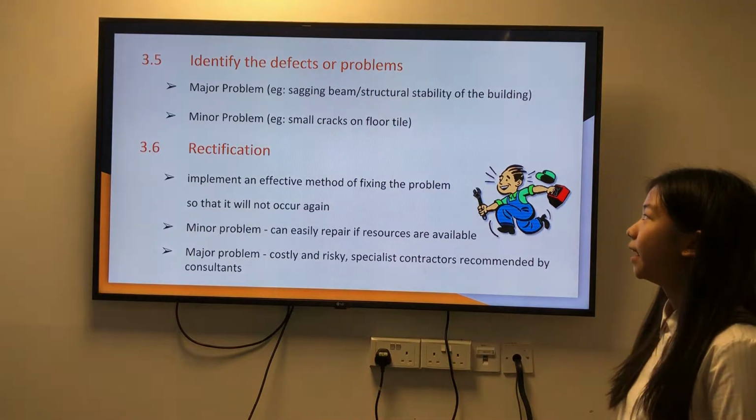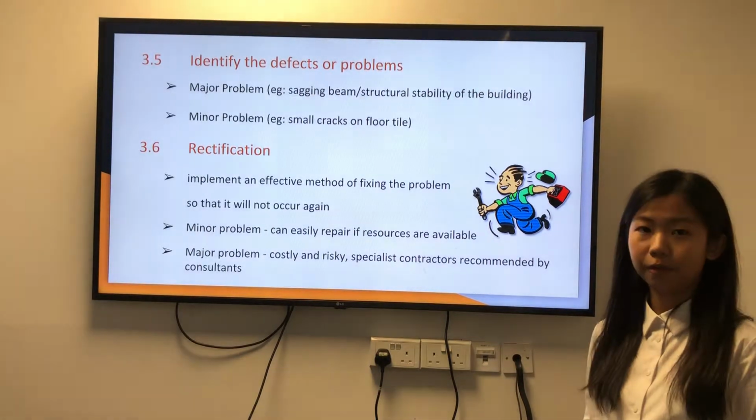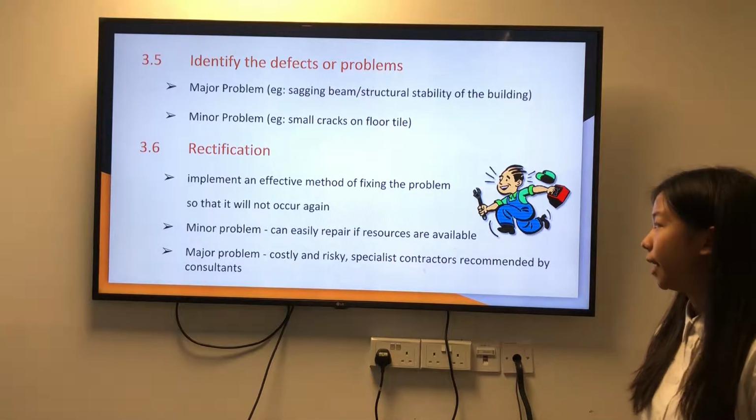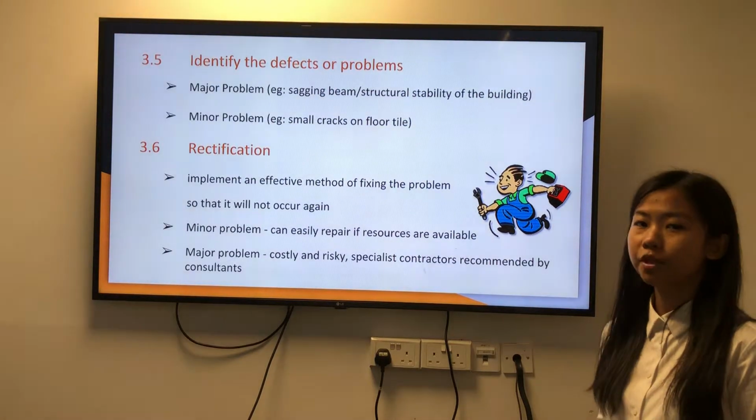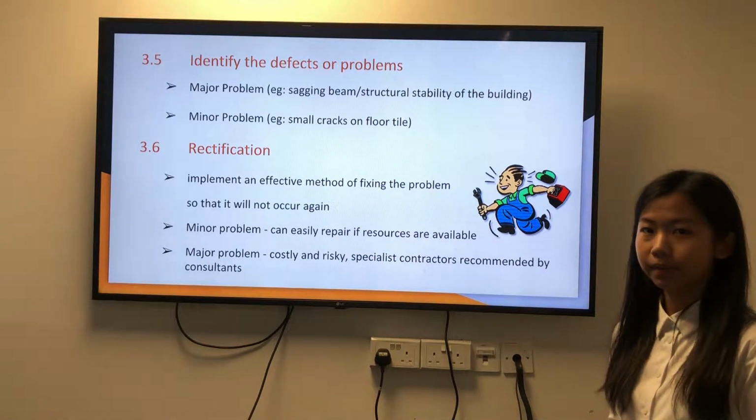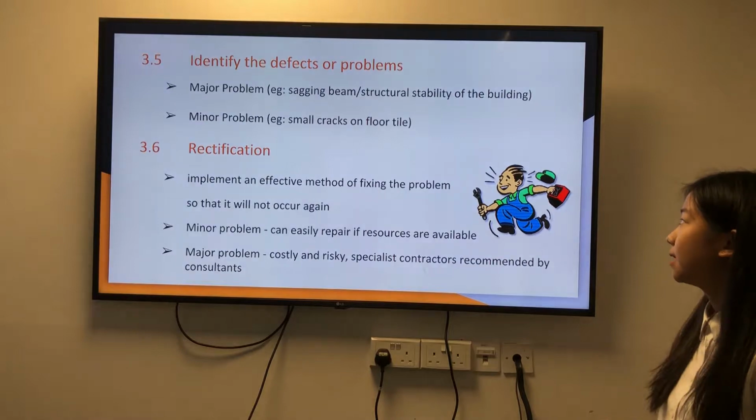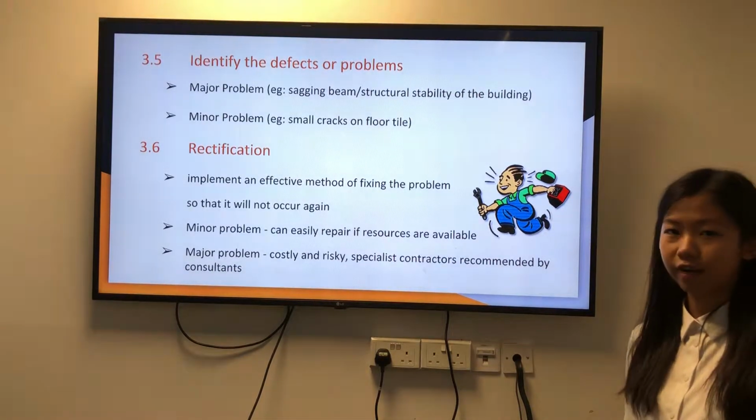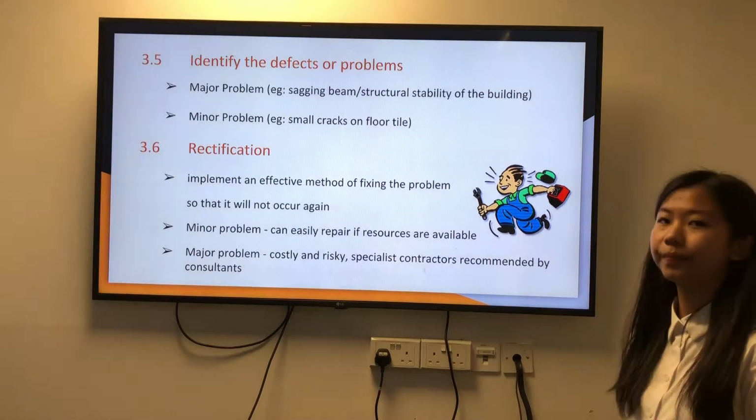Next will be identifying the defects or problems. There are major and minor problems. Major problems will be regarding the structural stability, for example, a sagging beam. For the minor problem, it can be small cracks on the floor tile.